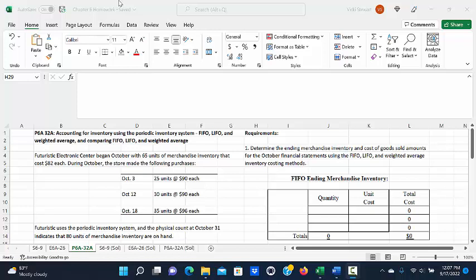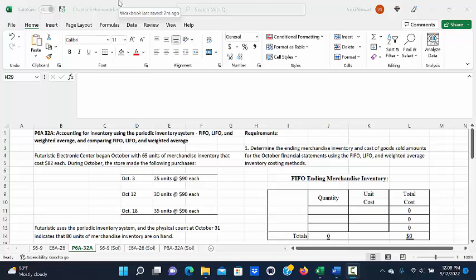This is a demonstration of problem 6A32A, accounting for inventory using the periodic inventory system, FIFO, LIFO, and weighted average, and comparing the three methods.